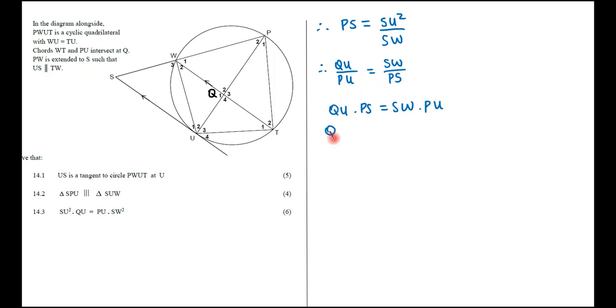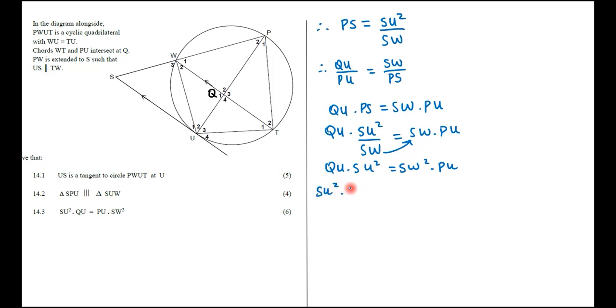And then I know the value for PS, it is SU squared over SW. Now this is SW times PU. Then I'll take this SW and multiply there. So QU times SU squared will then be SW squared times PU. And that is the answer actually. So therefore SU squared times QU is equal to PU times SW squared. All right.